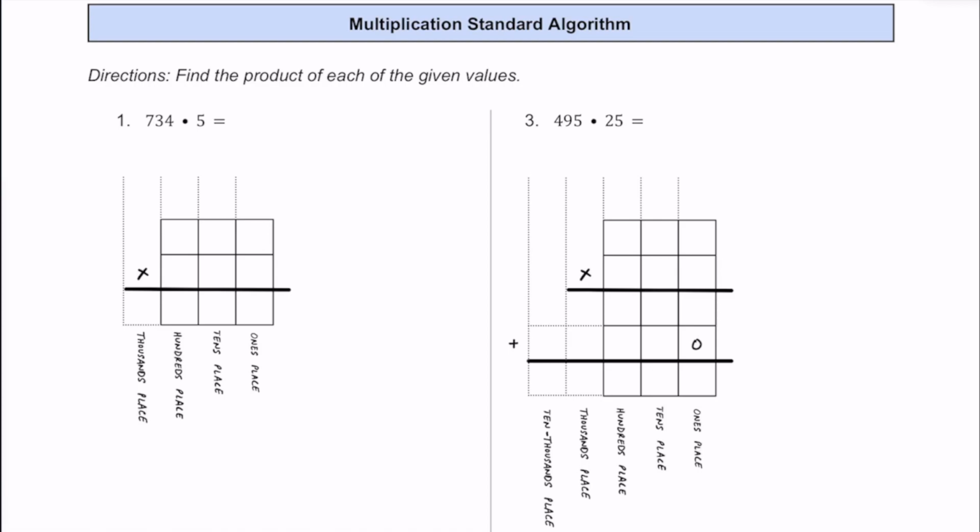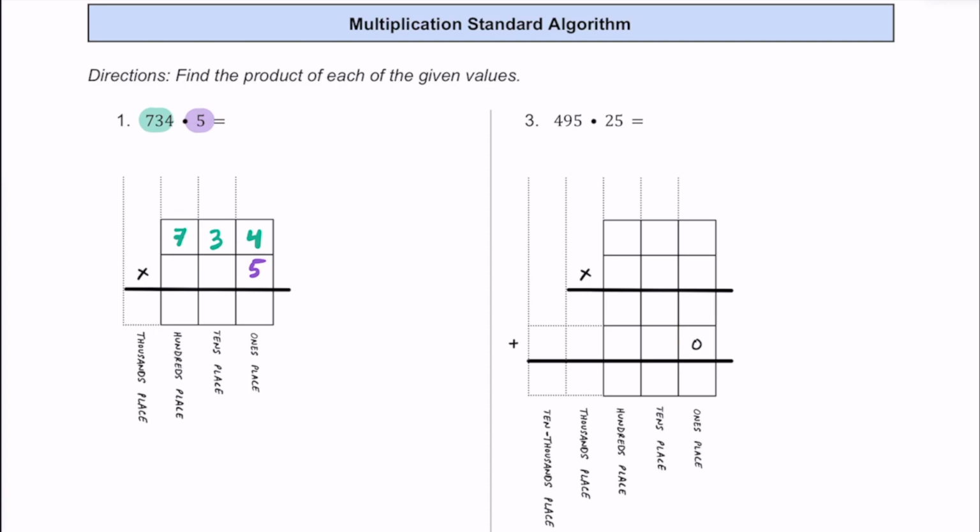Okay, so for number one, we have 734 times 5. We always put the number with more digits on top here. So let's put 734 in these top three boxes. That's going to be our first factor, or the number that we're multiplying. And then the second number is going to be 5. Now 5 is just a single digit number, so it's going to go in the ones place as well. So this is just setting it up and keeping it nice and organized.